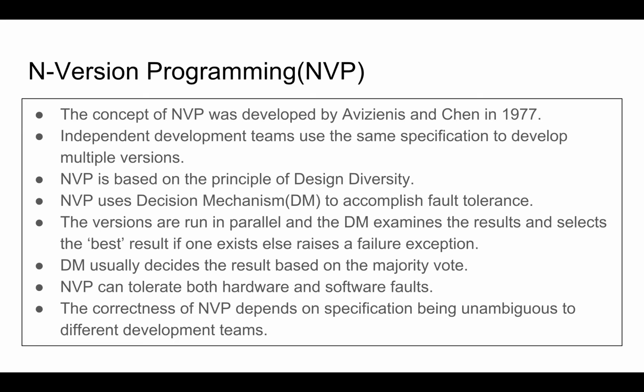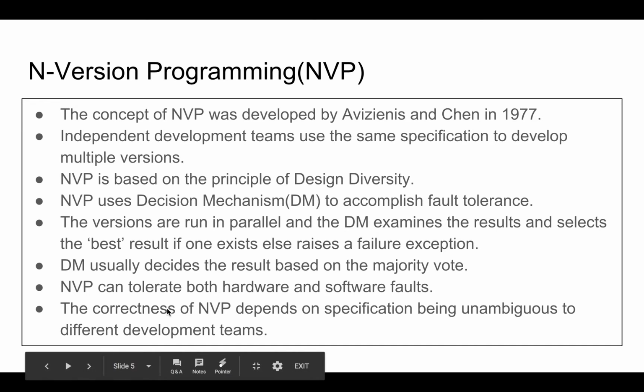Inversion programming, as discussed, will use a decision mechanism. The decision mechanism will use a concept of majority vote to decide the best result. The versions are run in parallel, and the decision mechanism examines the results and will select the best result if there exists one, else it raises a failure exception.